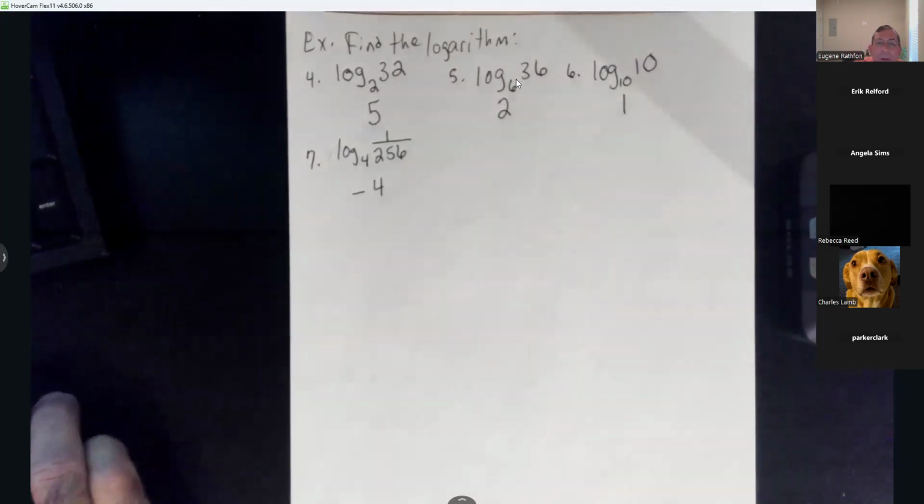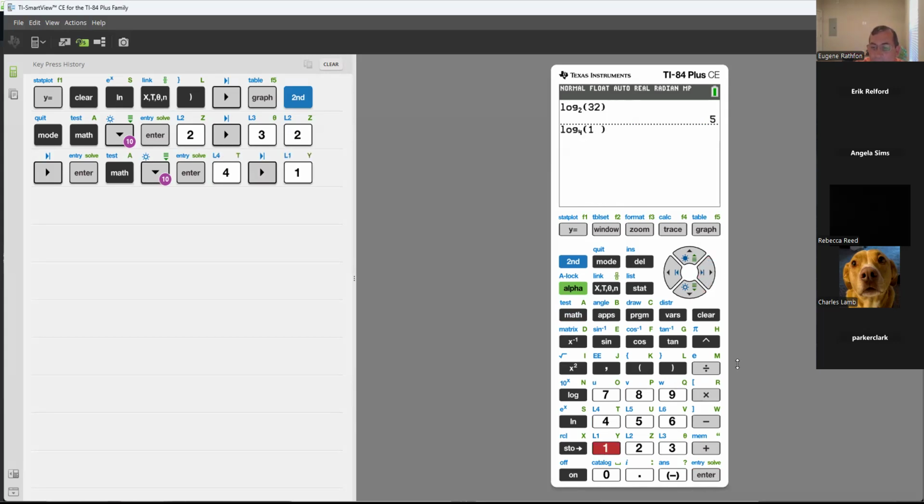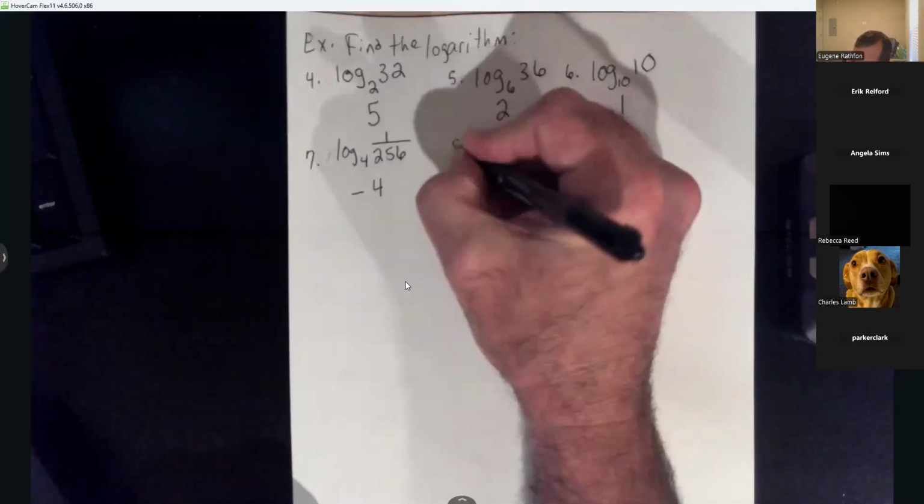Okay, y'all, I'll show you that one. Since it's a fraction, I would go math, arrow down to log base, enter. I would put in my 4, and then arrow right, I'm just going to go 1 divided by 256. Now, once I hit enter, I get a -4. Hey, y'all, so the calculator, like I said, will do them all. You just got to know how to put them in there, okay?